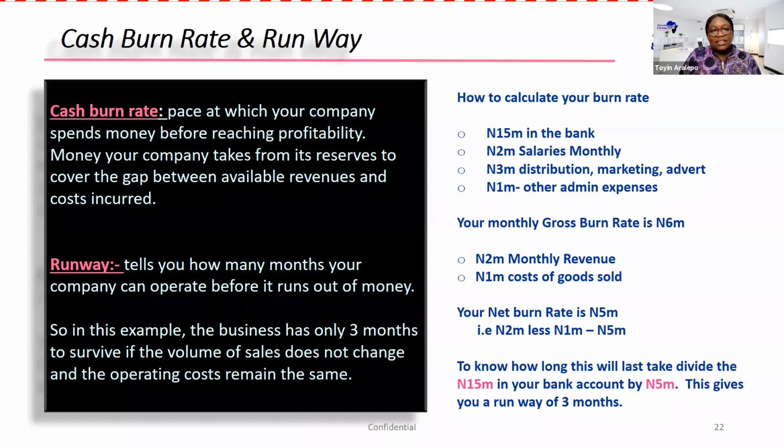So in this particular example, the net burn rate is 5 million. The business owner has 15 million. So if you divide 15 million by 5, the runway is 3 months. So it means that in 3 months, the cash will be finished. Investors usually use this to gauge how long the money they are giving to the business will last, so they can start planning. And also for the business owner, it will give you an idea of how long your cash is going to last so that you can also plan appropriately, right?